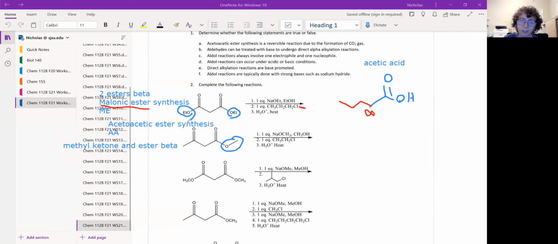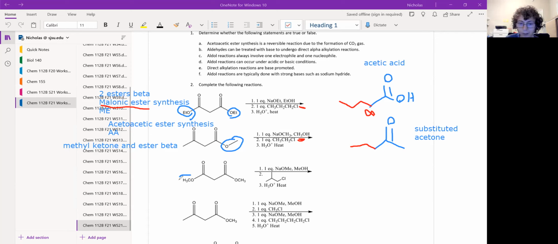Just like malonic ester had a characteristic product, acetoacetic ester has a characteristic product. It has an acetone as a part of the structure. And then again, just whatever alkyl group you're adding. Here it's an ethyl group, so I'm going to put an ethyl group here. That's the product you end up with. You get a substituted acetone as your product.